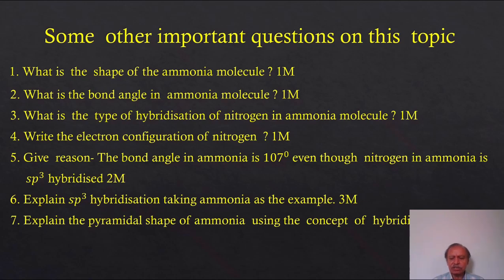You have to write the electron configuration of nitrogen. Then you have to mention the hybridization. There is an orbital undergoing hybridization, and then you have to mention the overlapping of the hybrid orbitals with the half-filled s orbital of the hydrogen. Then you have to write the shape of the molecule. So that will be for 3 marks. Sometimes they ask for 4 marks also. So these are the important questions that you can expect from this topic.